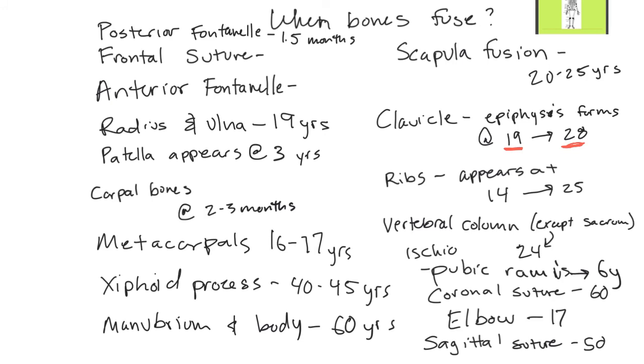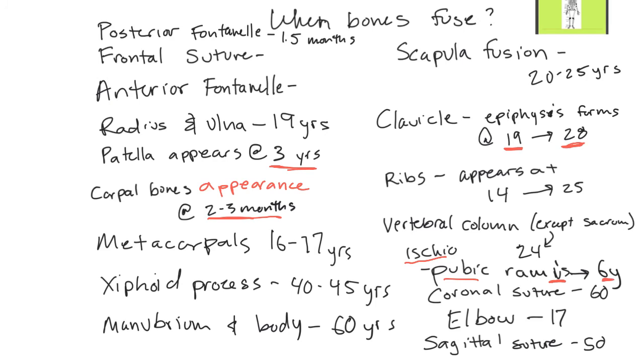Let's see. So there are some differences in structures here. So the ischiopubic ramus ossifies at 6 years old. What are some other things to explain here? The carpal bones start to appear at 2 to 3 months. So this is appearance. The patella does not appear until you're about 3. Okay, so kids have just the cartilaginous kneecap until they're about 3 when the bone center starts to show.